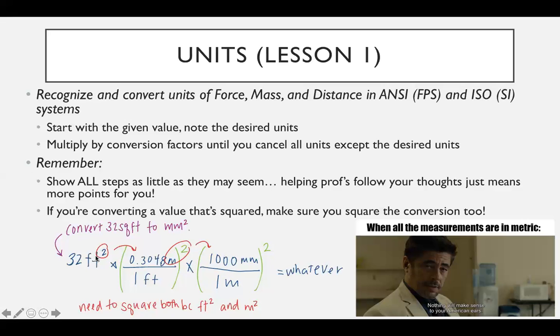It's the same thing if it's cubed: everything gets cubed. That involves not only the original unit, but the unit that you're converting to in that factor. So going forward with meters, you would have to square it as well.